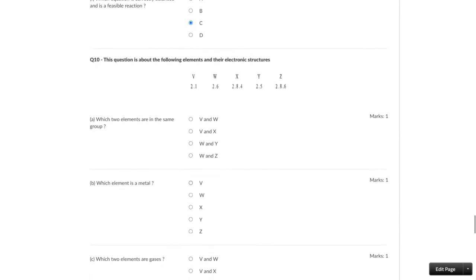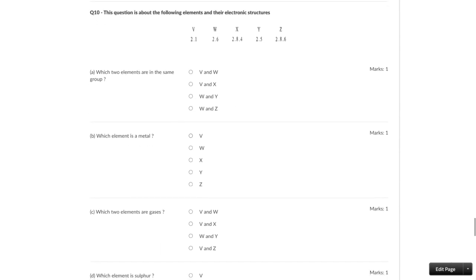So moving into question 10. More specific questions about electronic structures and about how to identify electronic structures from the periodic table. But we've got two elements in the same group. If we have two elements in the same group, what they will have is the same number of outer electrons. So again, it's like the previous question. So W and Z will have that situation. None of the other ones have the same final number.